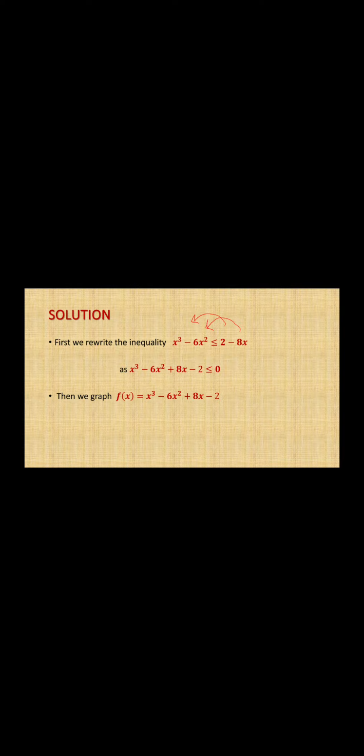So how can we solve? Let's see the solution. First, we rewrite the inequality x cubed minus 6x squared less than or equal to 2 minus 8x as x cubed minus 6x squared plus 8x minus 2 less than or equal to 0, by moving negative 8x and 2 to the left hand side. Then we graph the function f of x equals x cubed minus 6x squared plus 8x minus 2, and find the real zeros of f graphically as shown in the following graph.